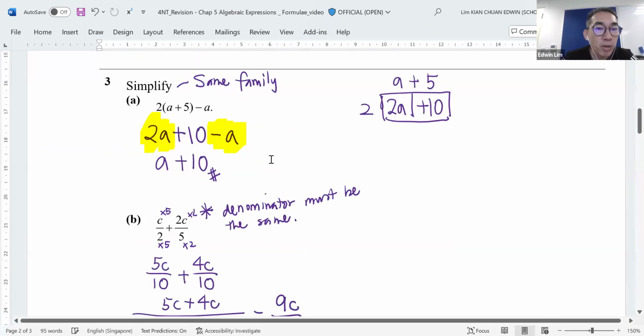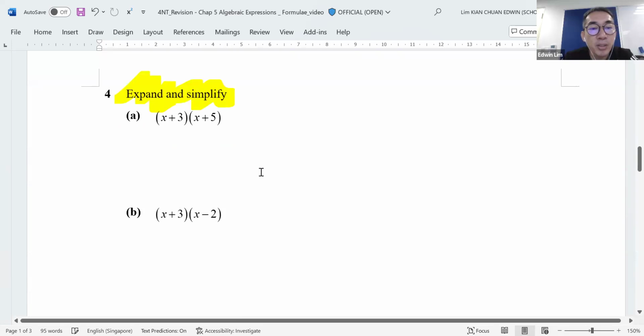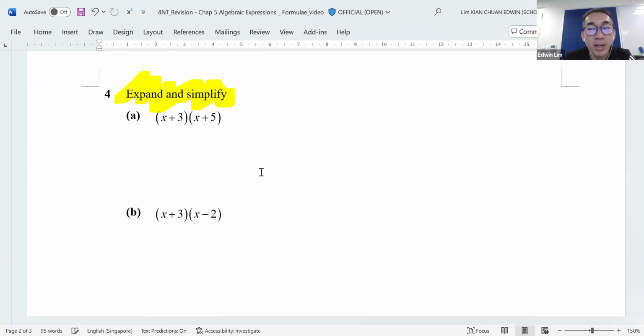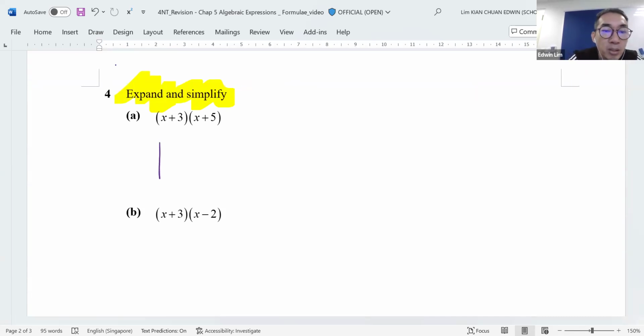Question 3a, if you look at it, there's only one bracket, 2 bracket a plus 5. But for question 4, I hope you can see there are 2 brackets, and in between the brackets there is no sign. So it's actually bracket times bracket. When we see this kind of question, we must remember we will use the tic-tac-toe or the box method.